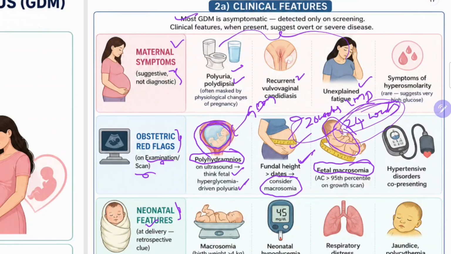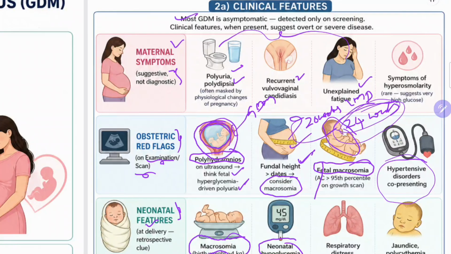neonate or seeing the fluid. Hypertensive disorder presenting. So if a lady has hypertension, it may be pregnancy induced hypertension or a hypertension before pregnancy, so that lady has a high risk of diabetes mellitus. So neonatal features: if the birth weight of the neonate is more than 4 kg, then you should think the lady must have had GDM. Neonatal hypoglycemia, very important.